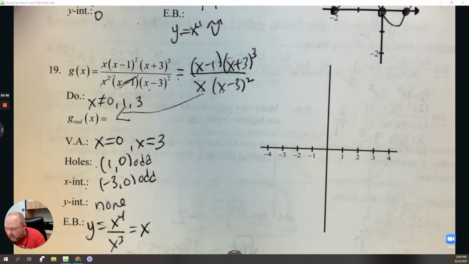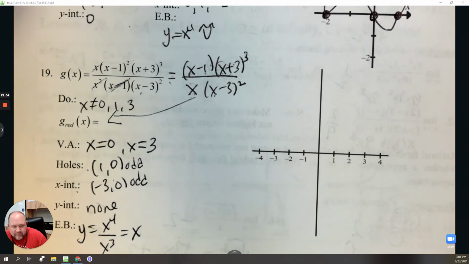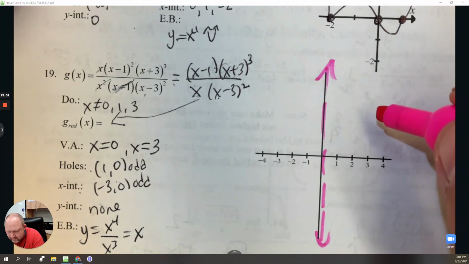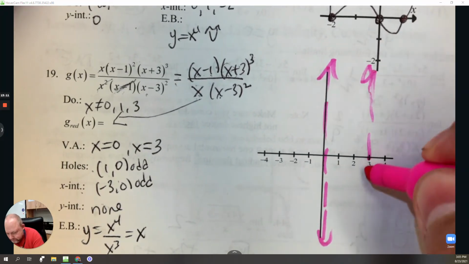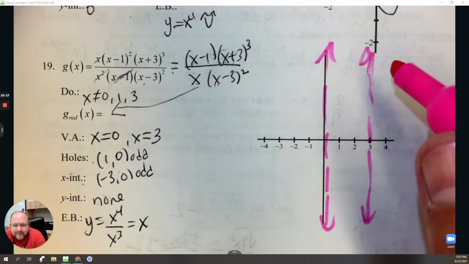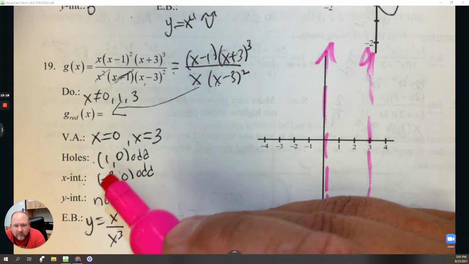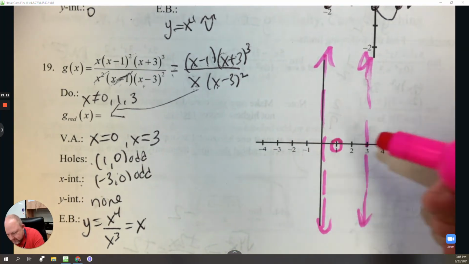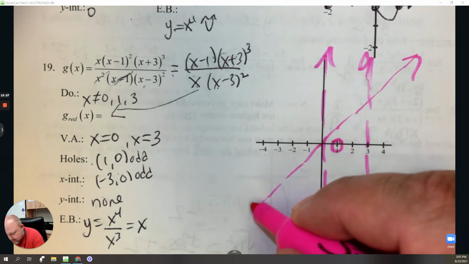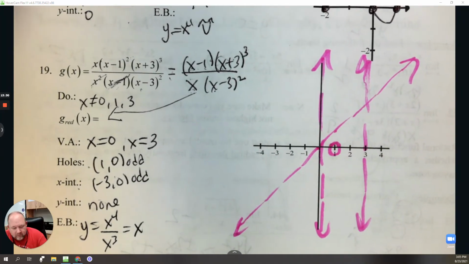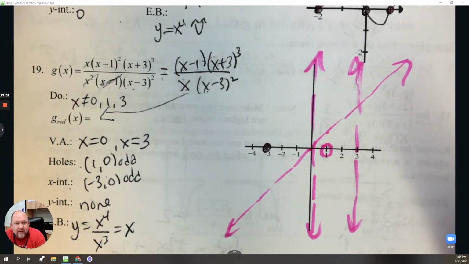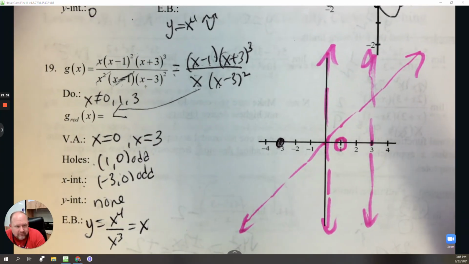All right, I'm going to draw something on here. Asymptotes and holes. So we have an asymptote at 0. We have another one at 3. What else do we have? We have a hole at 1, 0. That's right here. And we have a slanted asymptote, y equals x. That's right there. So there's the line y equals x. Now what points do I know? I have an x-intercept at negative 3 right there. And we're just going to go from there. There's no y-intercept. So let's start here.